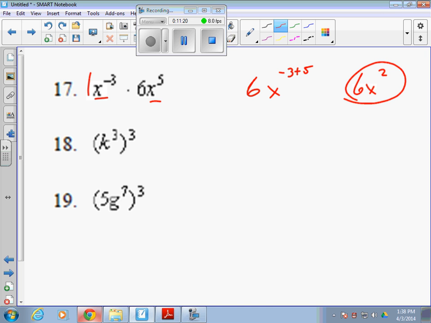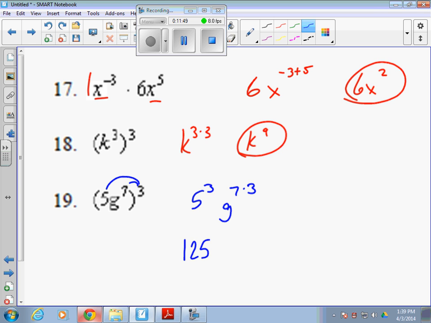The difference between 17 and 18 is you're raising a power to a power for 18. K to the third, now you multiply the exponents. K to the 3 times 3, which is k to the ninth. Do the same thing for number 19, but you have to give the third power on the outside to both the 5 and the g to the 7th. So 5 to the third power, g to the 7 times 3. 5 to the third is 5 times 5 is 25, times 5 is 125, and g to the 7 times 3 is g to the 21st power.